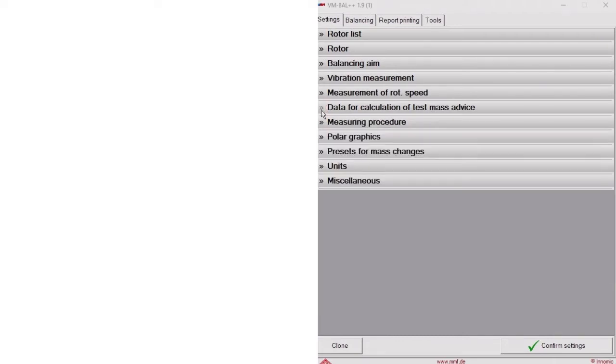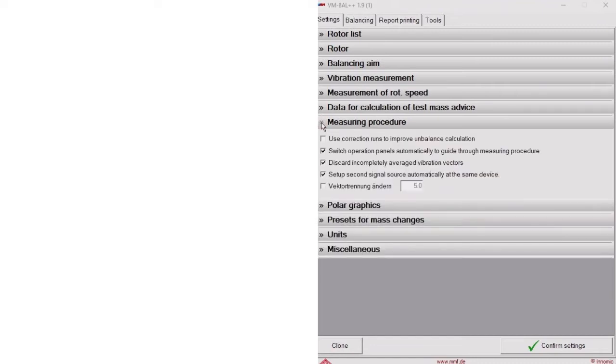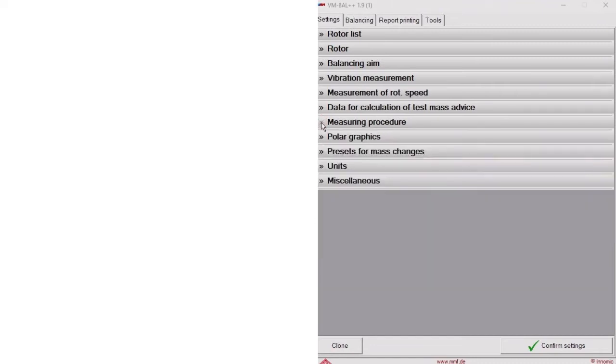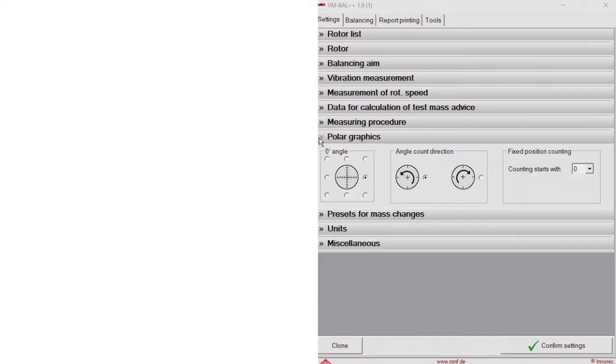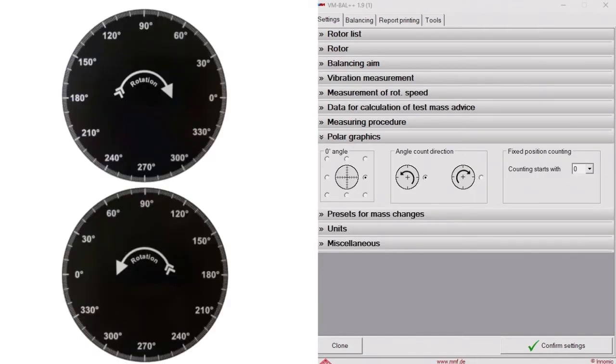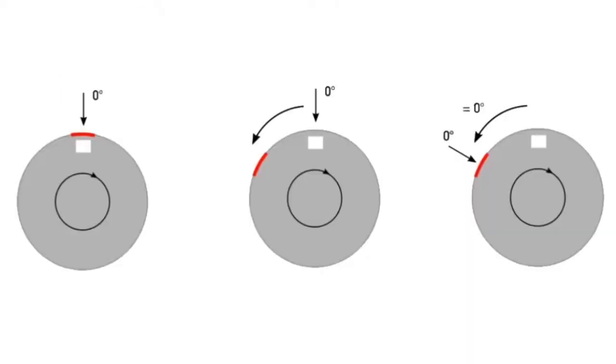The settings in measurement procedure also remain unchanged. The definition of the zero angle and the angle counting direction often raise questions. Therefore, the following advice: the balancing system cannot detect the direction of rotation itself. It is therefore specified that positive angles are counted against the direction of rotation. The zero angle can be specified in three different ways.